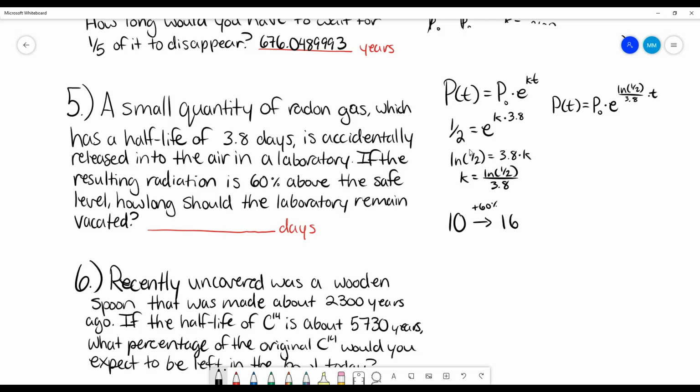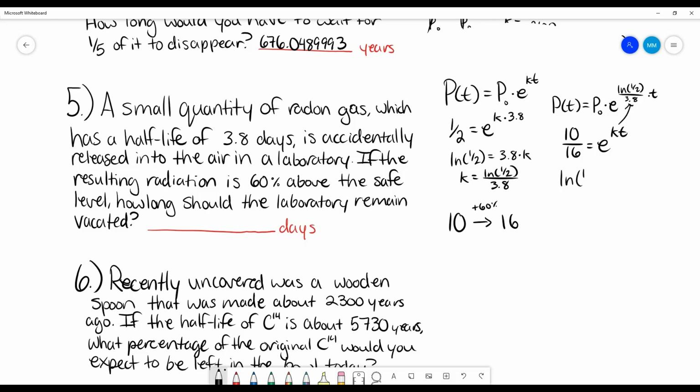So right now it is at 16 out of 16, which is the current level, and we're considering it our original level right now. And I want it to get back to a safe level of 10 out of 16. That's the ratio we're looking at. Okay? So I'm going to set it up so that it is 10 out of 16 like that. And then, of course, we know our k value, so we just need to find t, and that'll be our answer.